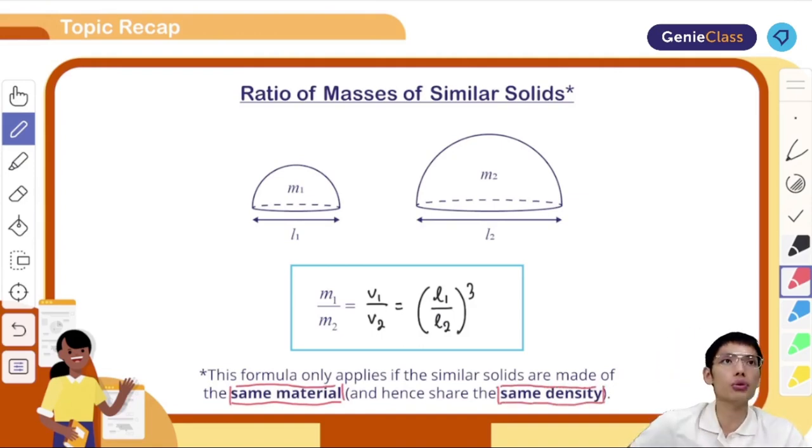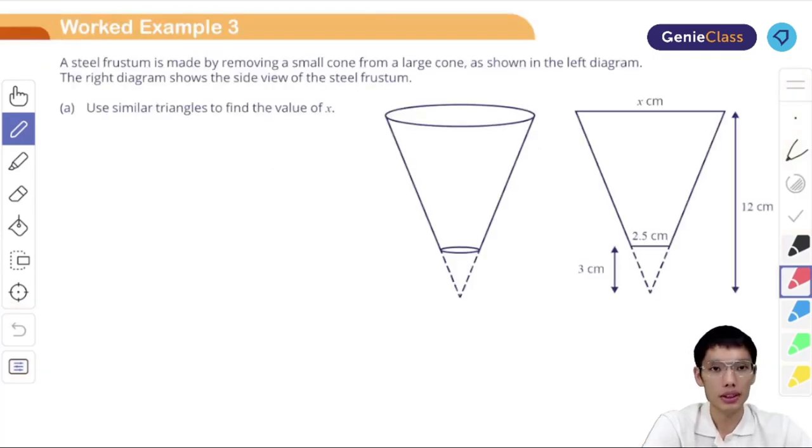If they do not share the same material, in this case, one is made of cloth and then another one is made of air, definitely they do not have the same density. So that is very, very important over here. And now, with that, let's have an example, shall we?